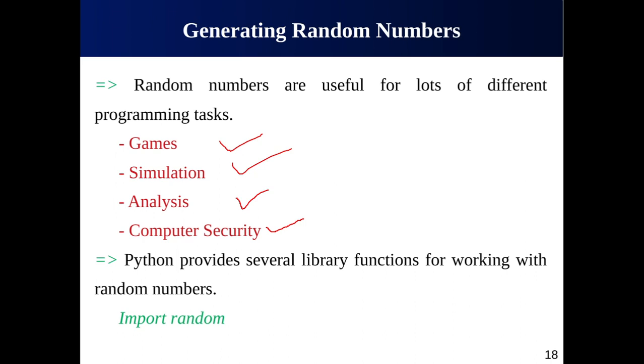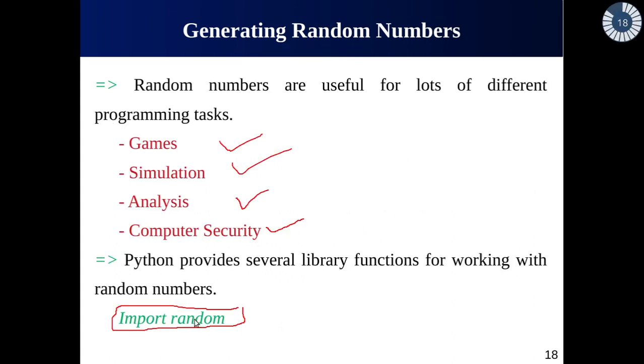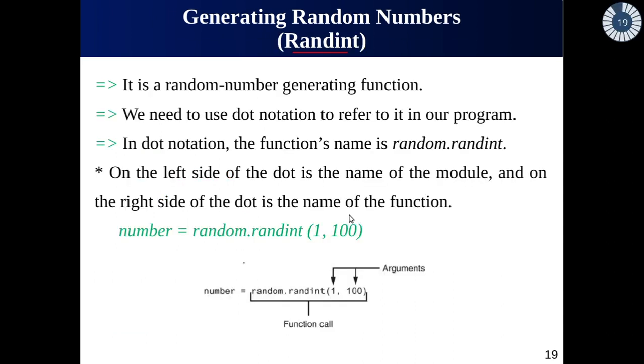And Python, on the plus side, provides several library functions to work with random numbers. One of the random number examples we have already seen in this course. Let us revise the concept. To import the random module, you have to write the statement import random. After that, let us see a built-in function which is actually defined inside this library or this module.